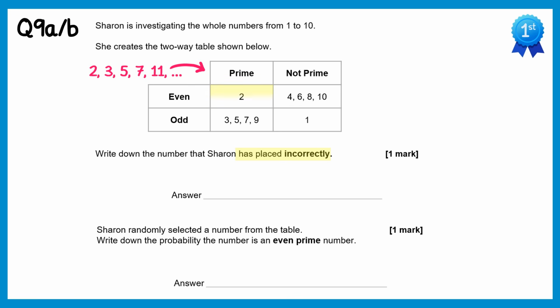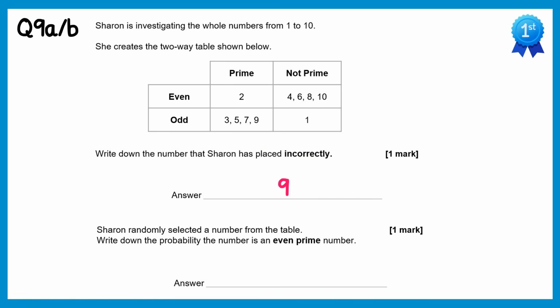So if we look down this prime number column here, you can see we've got 2, we've got 3, we've got 5, we've got 7, but then we've also got 9 here. 9 has snuck in. 9 is an odd number, but it's not a prime number, so it must be in the wrong place. So the answer to this question is 9.